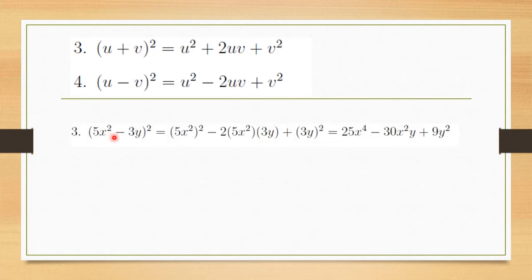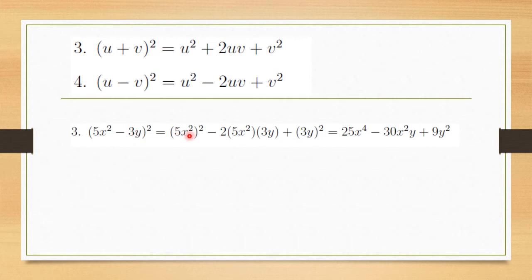Take a look at this example. Which do you think is the formula that should be applied here? Is it the plus or the minus? Obviously, we've got a minus here, so we use formula number 4. Then identify what is u immediately and what is v. U is 5x squared, v is negative 3y.